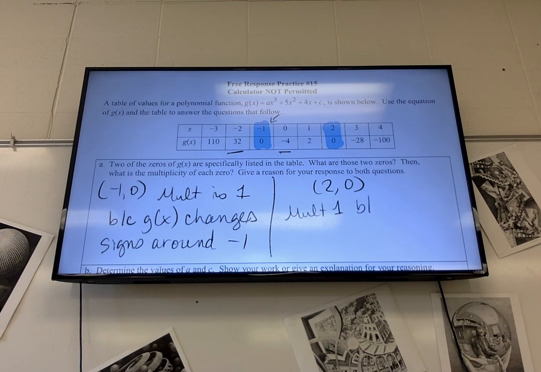Same reason. Because g of x changes signs around -1. Now, I say that. It could also be a multiplicity of what?